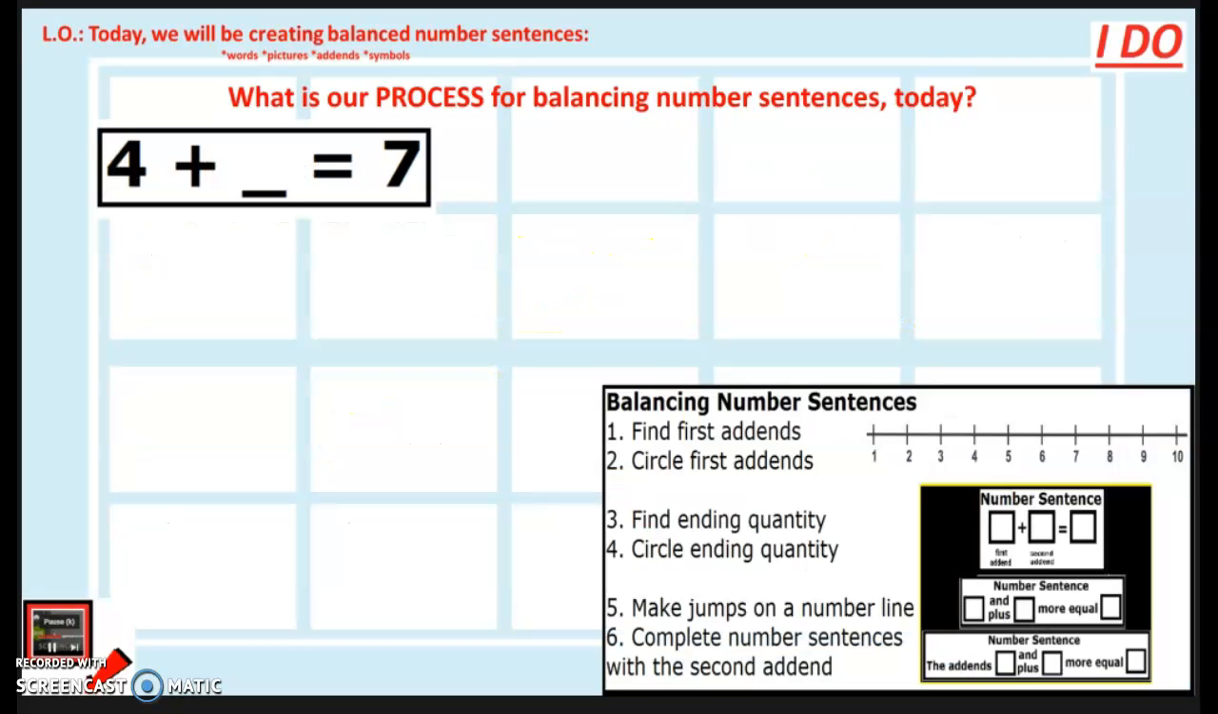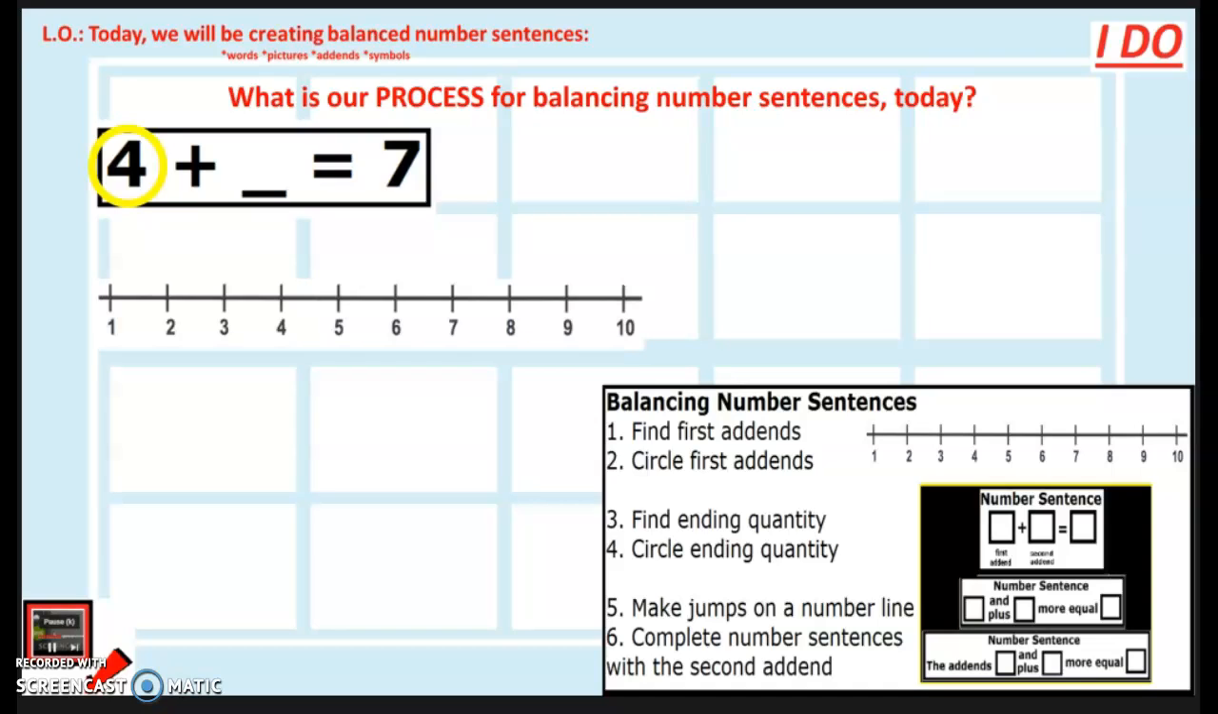So let's go ahead and get started together really quickly. Now for this right here, I want you to listen and pay attention to me. Don't do any work just yet. If our number sentence is 4 plus blank equals 7, let's just go through our process of balancing the sentences. So the first thing we're going to do is circle our first add-in. And then we're going to circle the add-in on the number line.